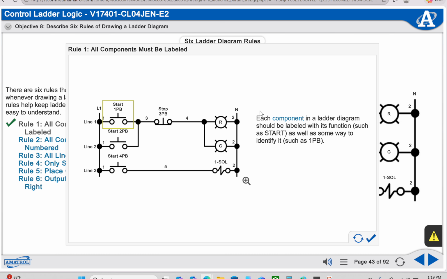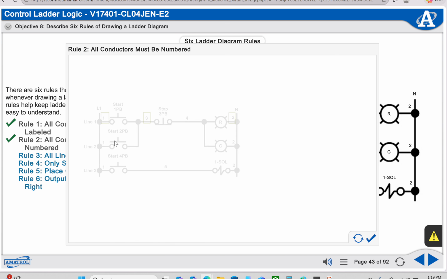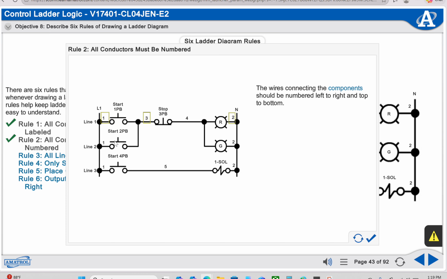Each component in a ladder diagram should be labeled with its function, such as start, as well as some way to identify it, such as 1PB. The wires connecting the components should be numbered left to right and top to bottom.